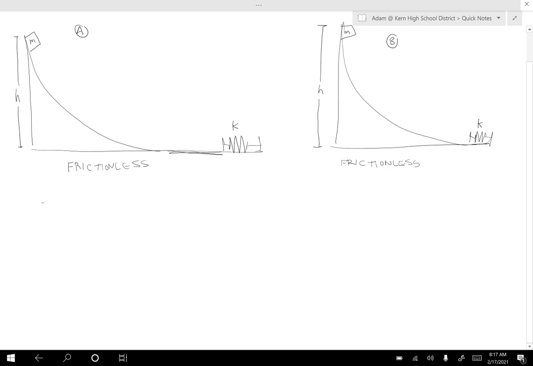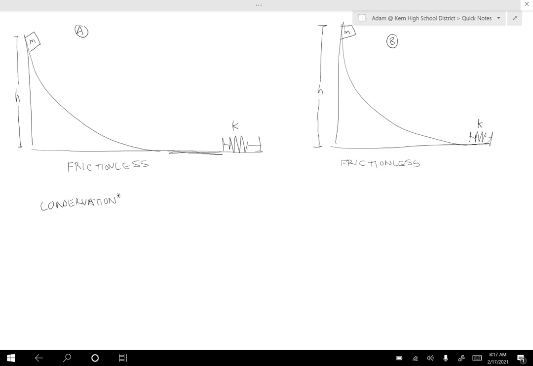Okay, so we're talking about the conservation learning target, the idea that energy is not disappearing over the course of this. Energy is staying the same. It may transition from one to the other.